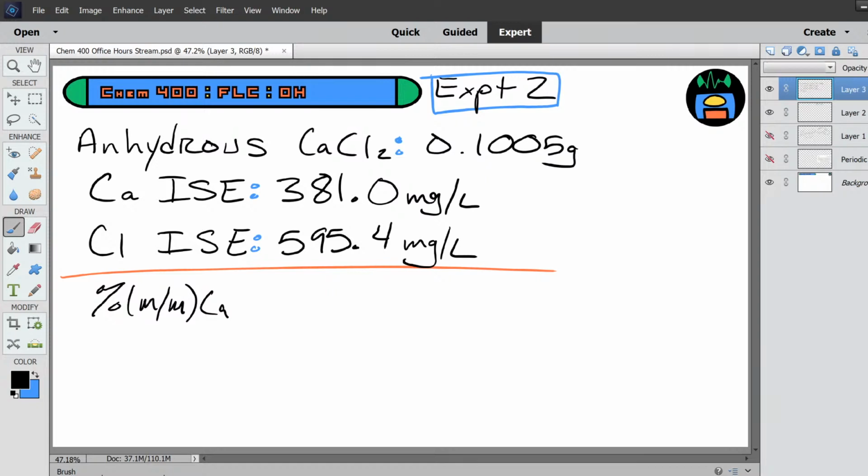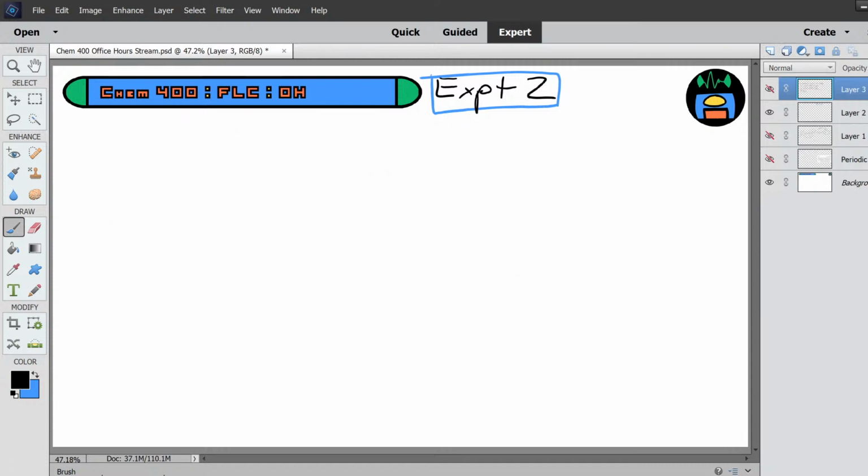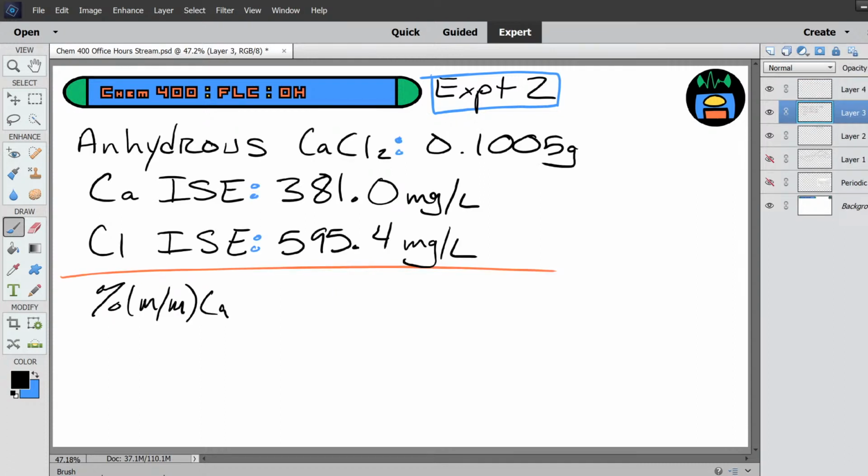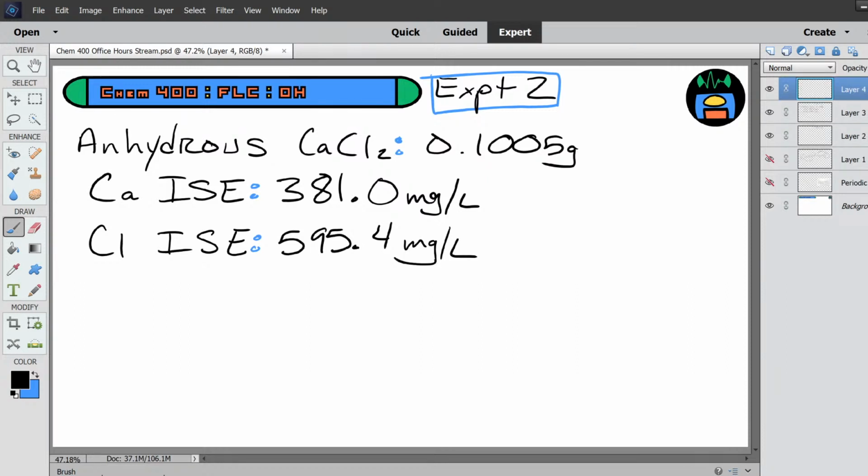All right, so actually, yeah, that's right. I need to open a new slide. All right. So let's start with percent calcium by mass.